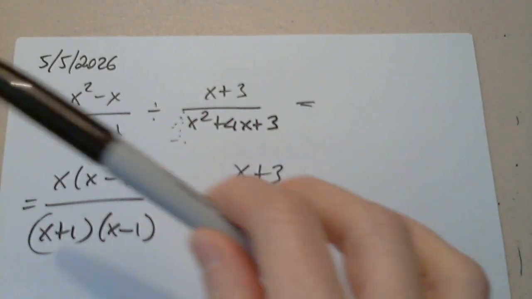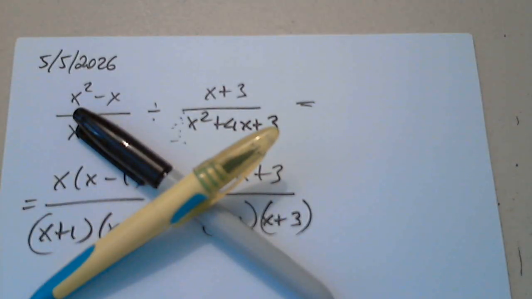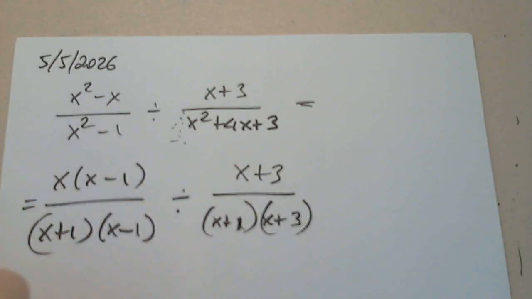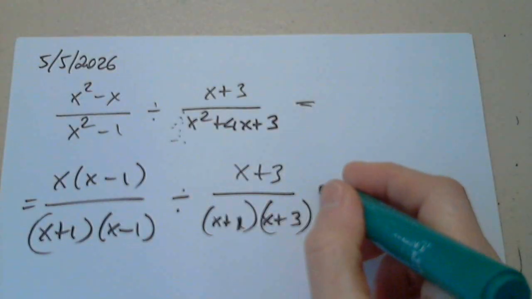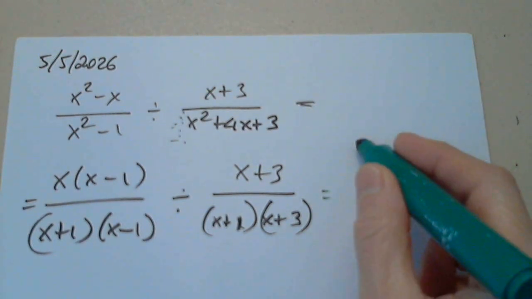In a division, I'm not allowed to simplify across like this. That's never allowed. But I'm allowed to simplify each fraction by itself. That is perfectly okay. So I will simplify, not before I write restrictions though. So x cannot be plus or minus 1 and x cannot be negative 3.